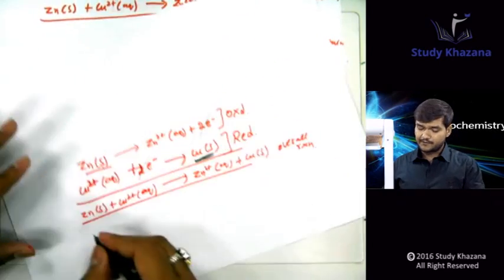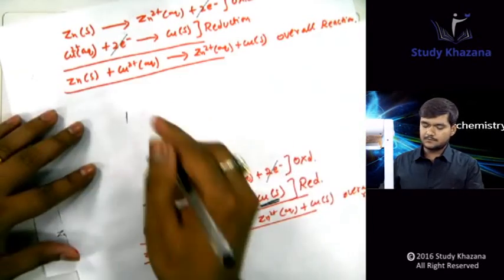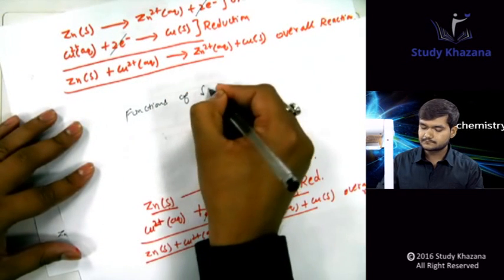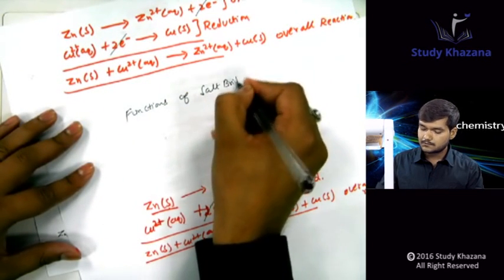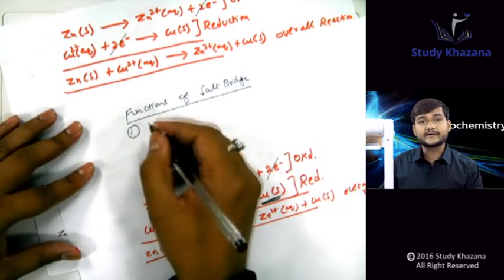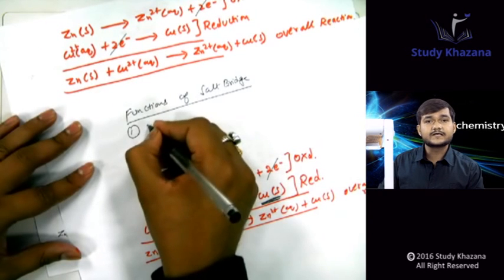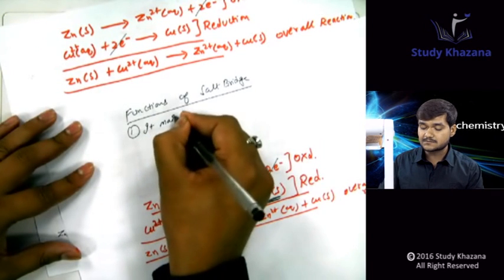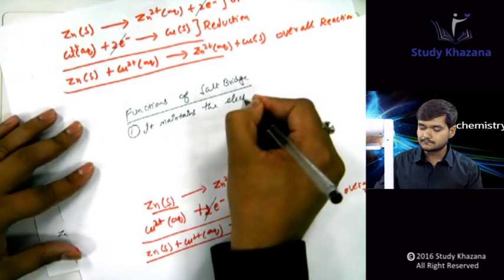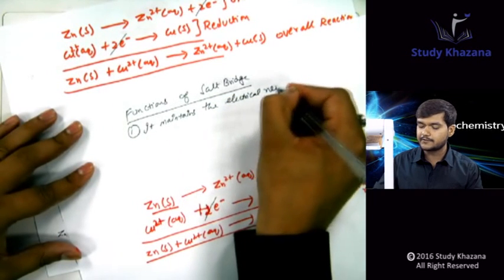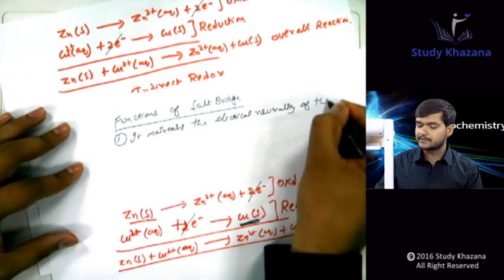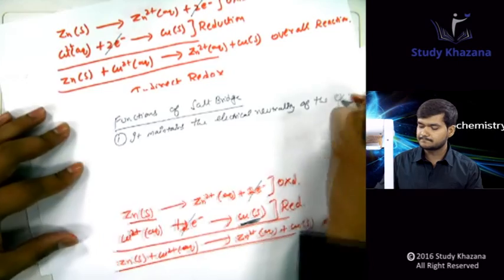So what are the functions of the salt bridge? We can write the functions of the salt bridge. First, as I already explained to you, it maintains the electrical neutrality of the circuit.